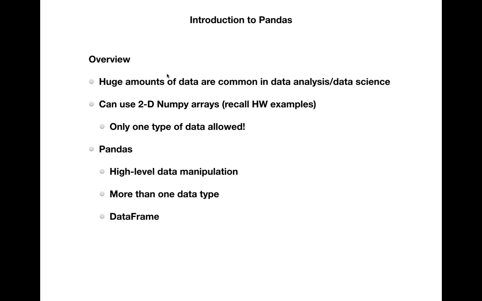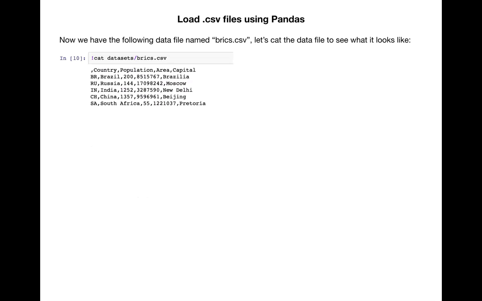So what is pandas? Pandas is a library of high-level data manipulation functions, and it can handle more than one data type. Everything created by pandas is called a data frame. It's similar to how everything created by NumPy is a NumPy array, and everything created by pandas is called a data frame. Sometimes you can just regard it as an Excel file, a table, or something like that. So let's take a look at what's there in pandas.